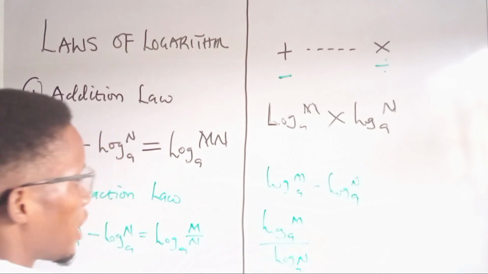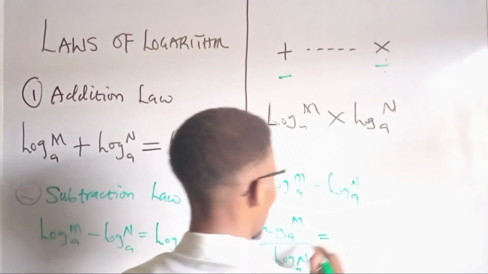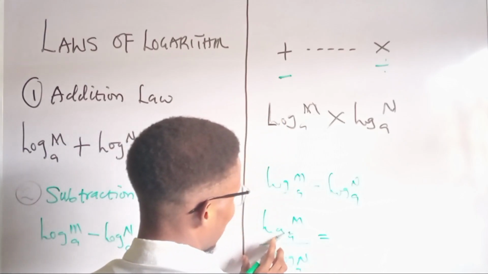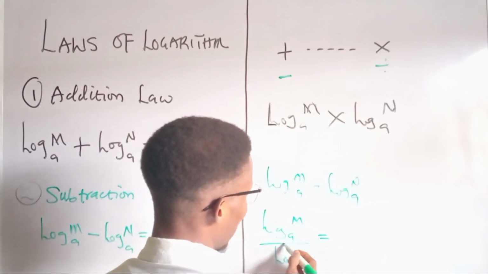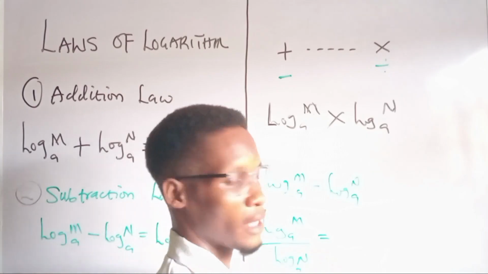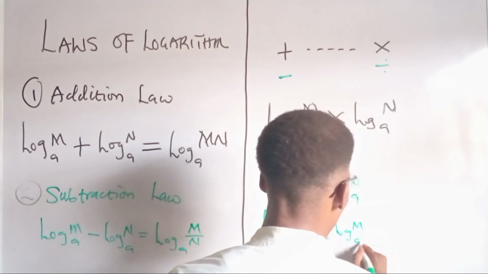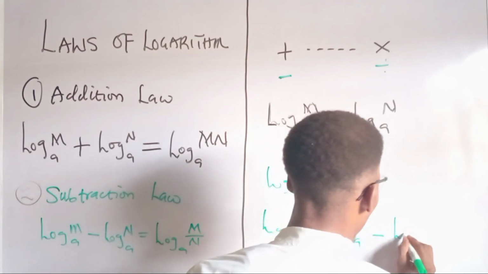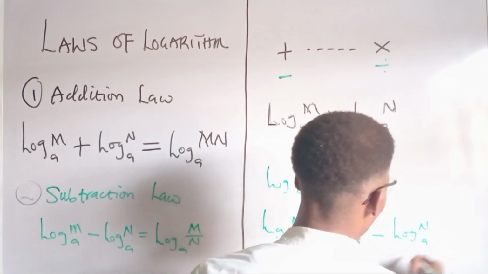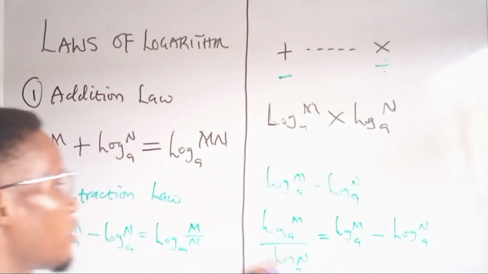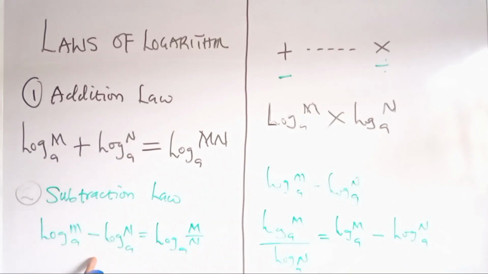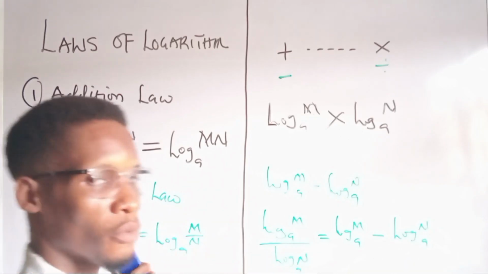So when you have something like this, what you need to do is, the first one here, this division sign is going to change to what? Minus sign. Where we'll now be having log of m to base a, then minus log of what? N to base what? A. You see now that it has been transformed to the initial equation that we had before.